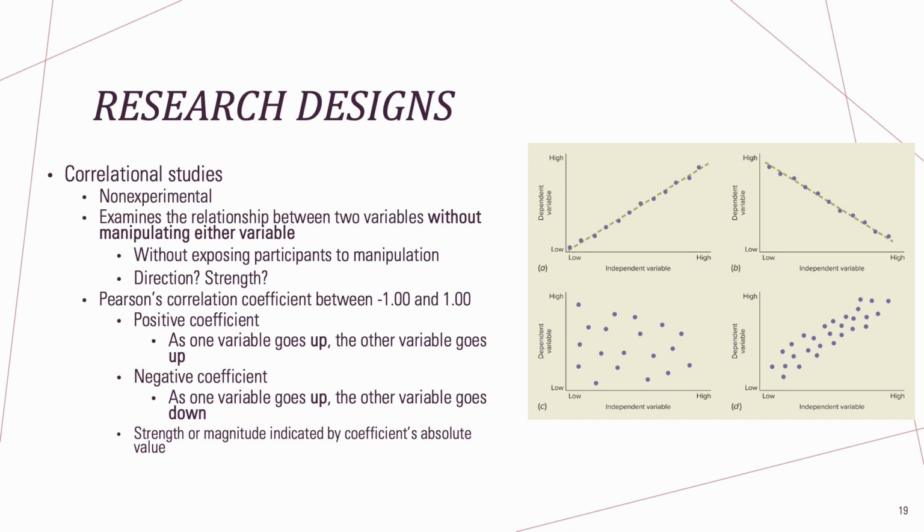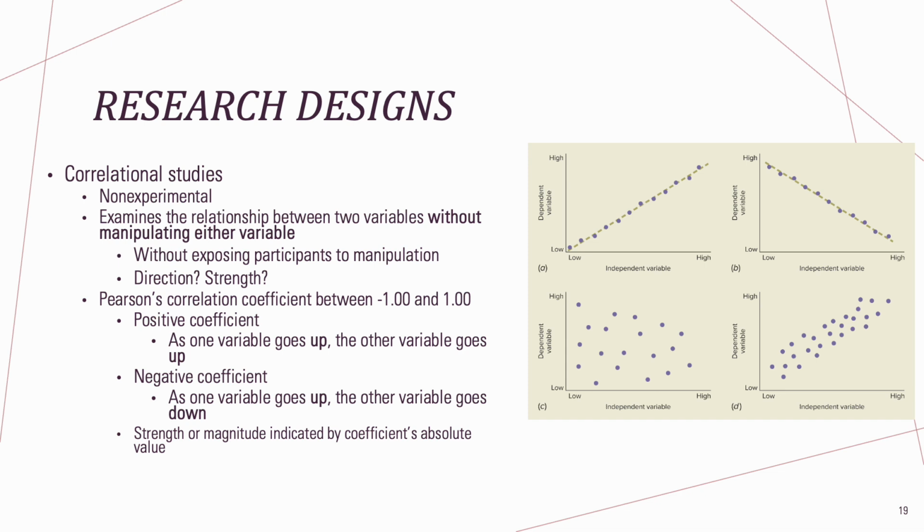A lot of times we use the Pearson's correlation coefficient to assess the correlation between two variables, and that has a range of -1 to 1. When we talk about positive coefficients, what we're saying is as one variable goes up, the other variable also goes up. So for example, if I have a correlation coefficient of 0.85, that tells me that there is a positive relationship between the two variables, and as one variable goes up, so does the other.